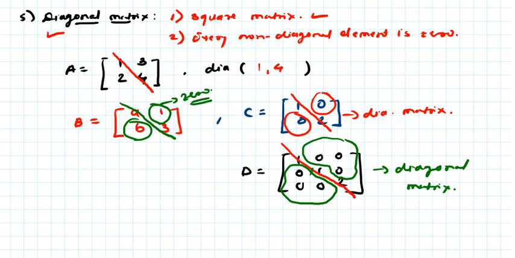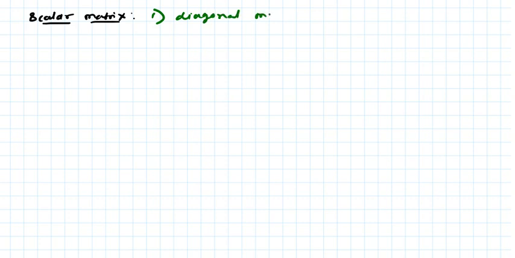Clear? Now next thing is, what means scalar matrix? Scalar matrix also has two requirements. The first requirement is that firstly, it should be a diagonal matrix. Now we know what means diagonal matrix. And second thing, all the diagonal elements should be equal.